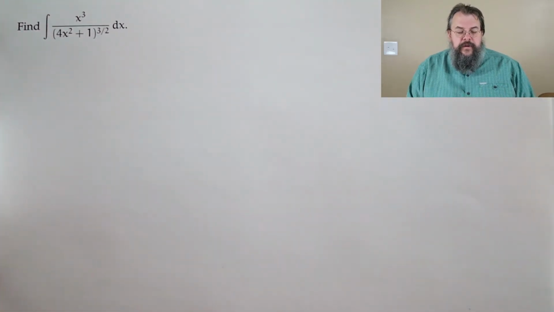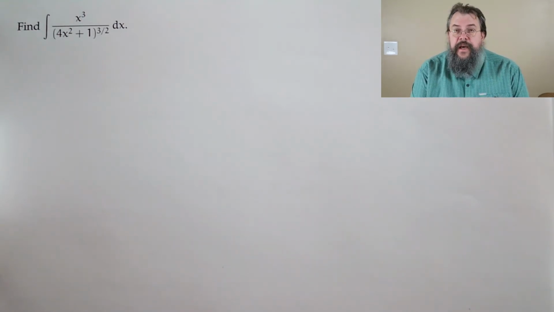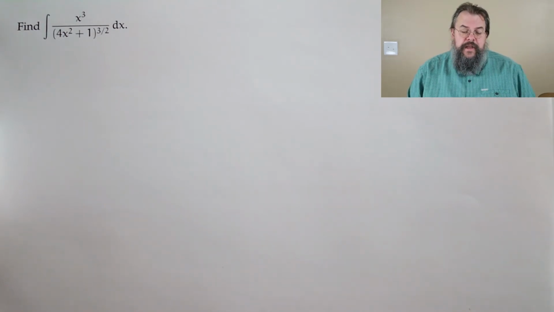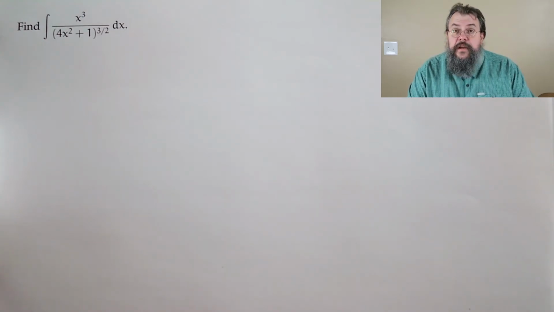Find the integral of x cubed over (4x squared plus 1) to the 3 halves dx. All right, well, okay, this looks interesting. The nice thing is it's pretty well set up, and we can proceed.